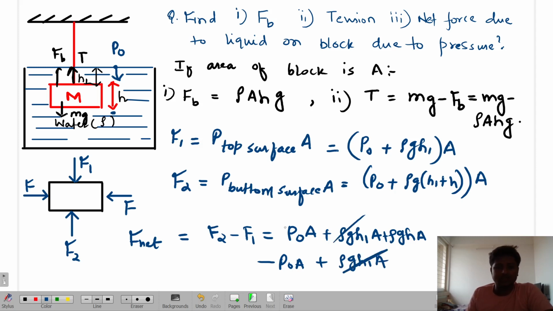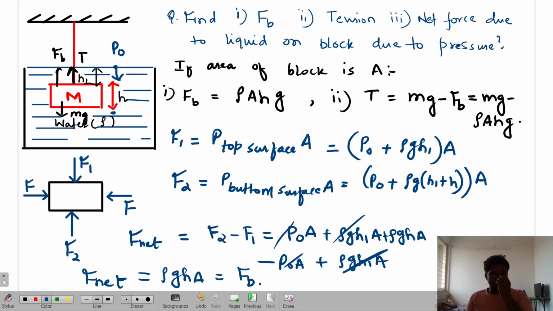So you see that this and this and this and this got cancelled, and F net is nothing but rho g h into area A, which is nothing but buoyancy force. So net force due to the liquid on the block due to the pressure is exactly equal to always buoyancy force. Are you able to get me or not? Is that clear?